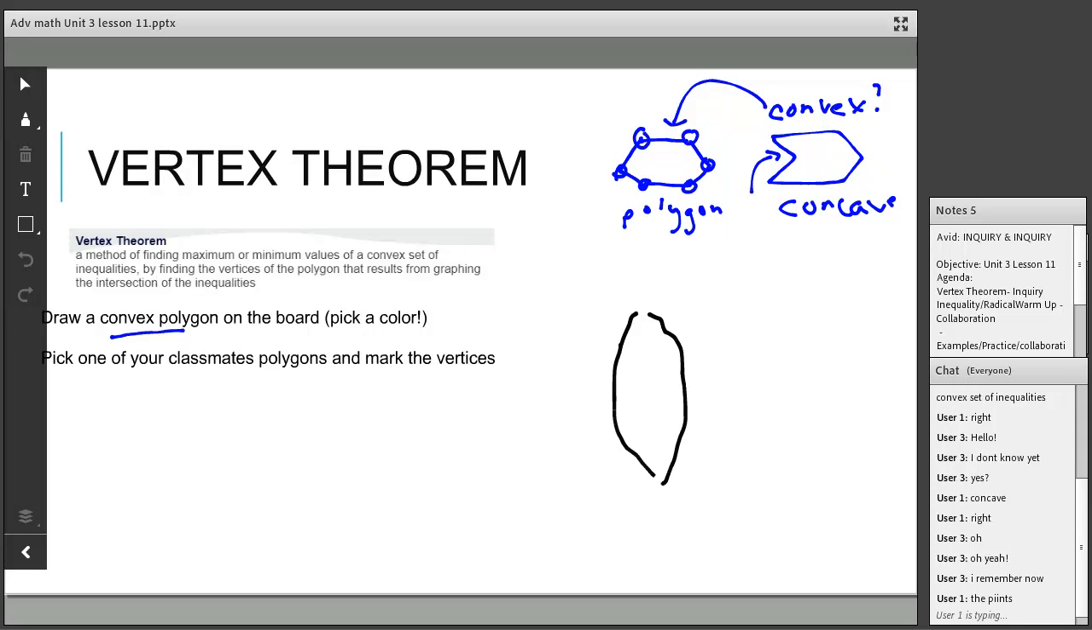So we're talking about the vertex theorem. In the vertex theorem, yes, the points, exactly, the points. The vertex theorem says if you want to find a minimum or a maximum value from a convex set of inequalities. So this means if you graph it and it forms something like this, it's not going to work. All right, so it's got to be a convex polygon. You find the vertices of the polygon that results from graphing the intersection of the inequalities. This is a lot like the linear programming we did last week.